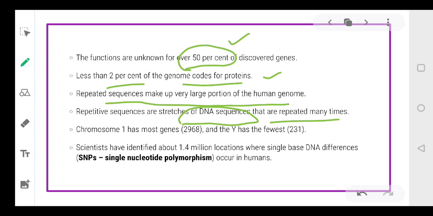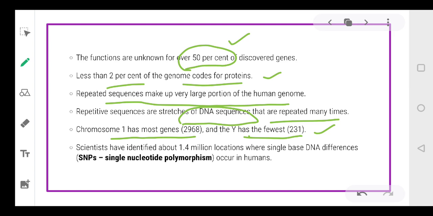Okay, chromosome number 1 has the most genes. Chromosome number 1 contains 2,968 genes, while the Y chromosome has only 231 genes. So the largest number of genes are present on chromosome number 1, and very few genes are present on the Y chromosome, that is only 231, right?